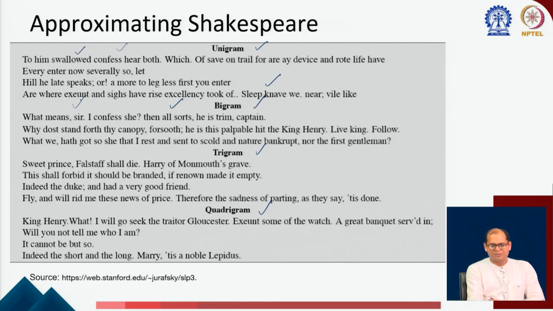If you go to bigram, this is what we have seen, "I confess", then "all sorts". If you go to trigram, it starts making a little bit more sense: "sweet prince", "first of shall die", "Harry off", and so on, "a very good friend". And if you go to quadgram, now the sentences themselves start making some sense. "It cannot be but so, indeed the short and the long." "I mean, why you not tell me who I am?" So at least they make some sense. That's how, as you go from unigram, bigram, trigram, to quadgram, they become better and better models of text.